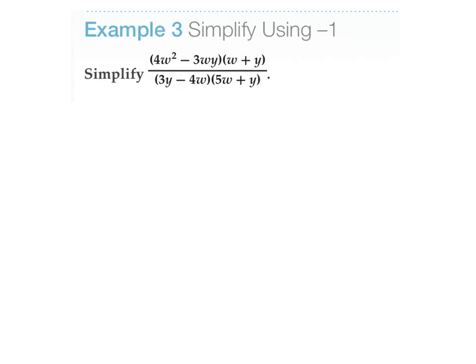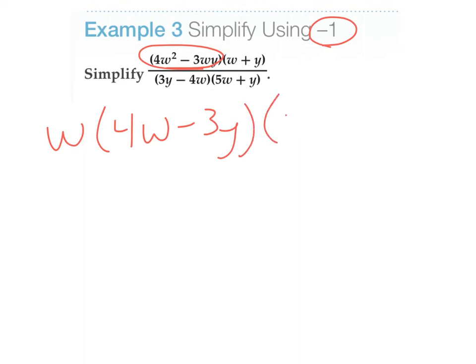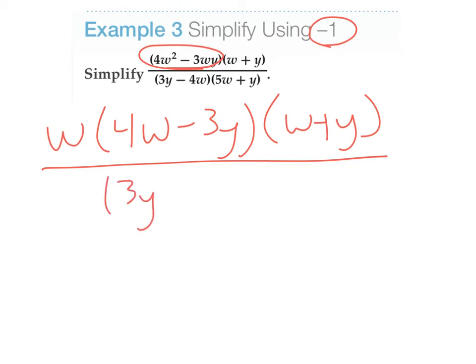And there's our answer. Sometimes after simplifying, you have things that look the same, but we'll have to use a negative 1 to be able to do the problem. So let's go through factoring. In this problem, we are factoring using the greatest common factor. W is the greatest common factor between these. So if I factor it out, I get this. W plus y is already factored, so there's my numerator. My denominator has 3y minus 4w, and then I have 5w plus y.